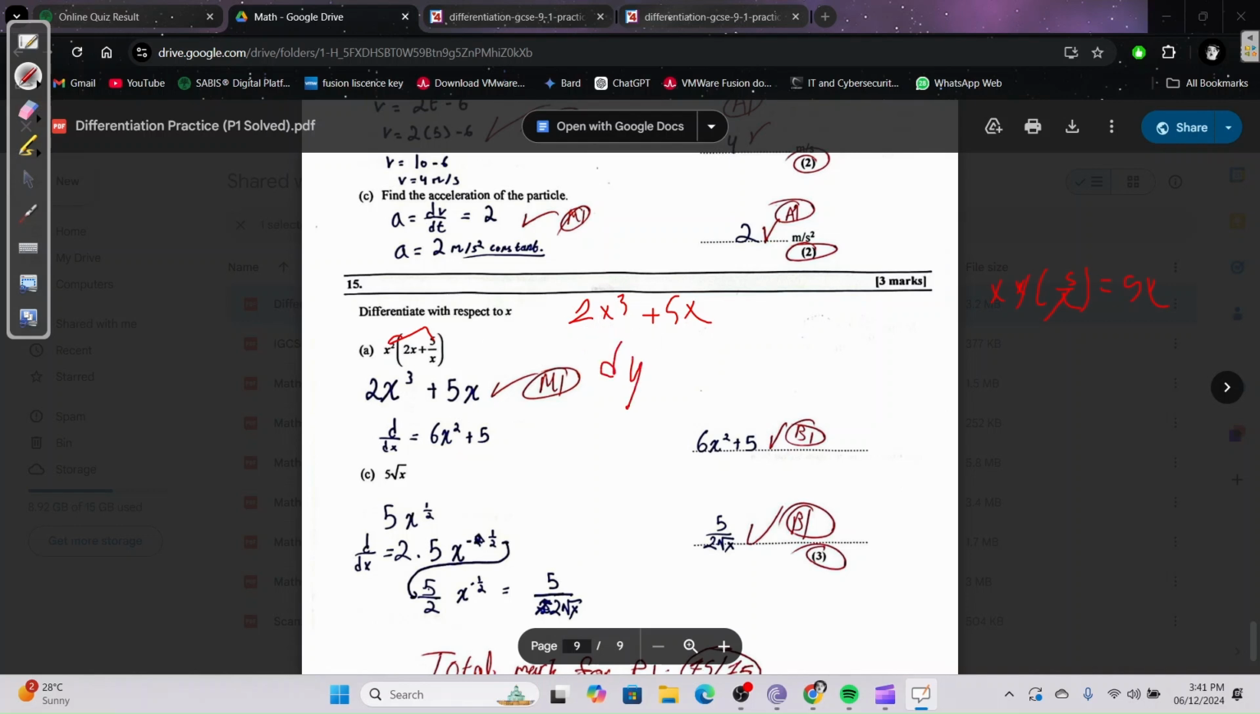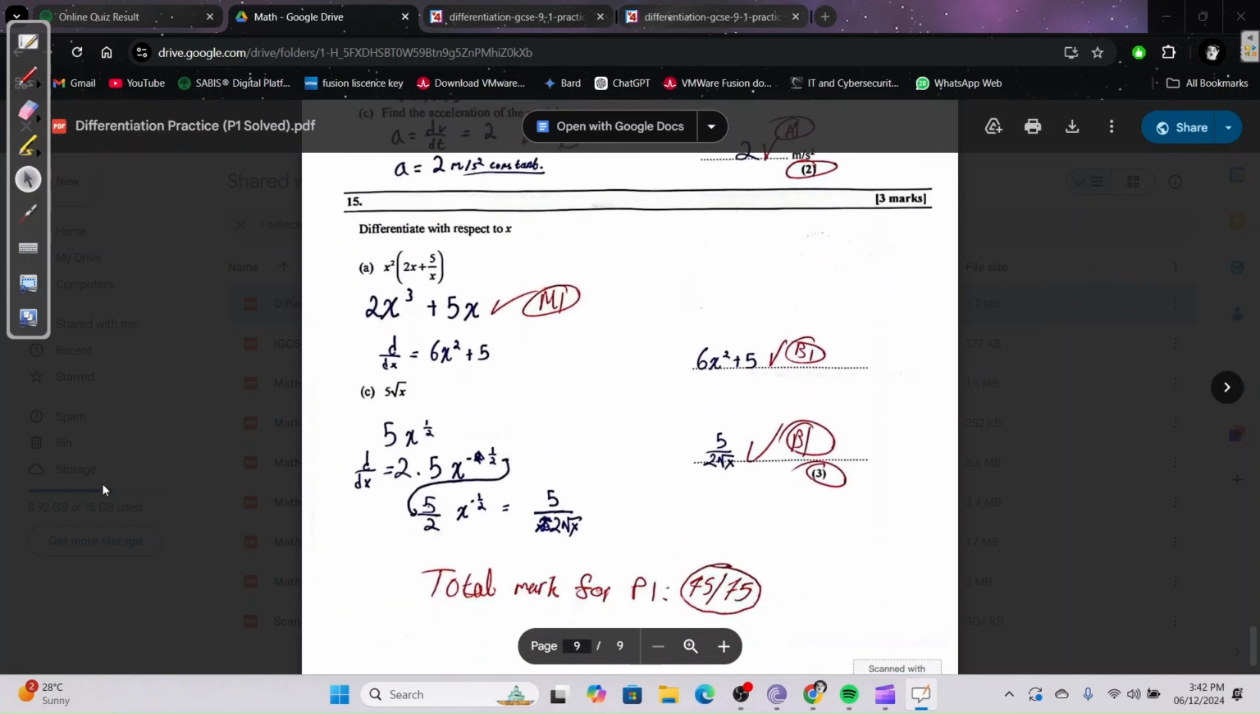So now dy by dx is equal to 6x squared, then plus 5. This is our answer. Okay. 5 root x. Again, root x is going to be exponent 1 over 2. So 5x to the power of 1 over 2. We're going to want to derive this.